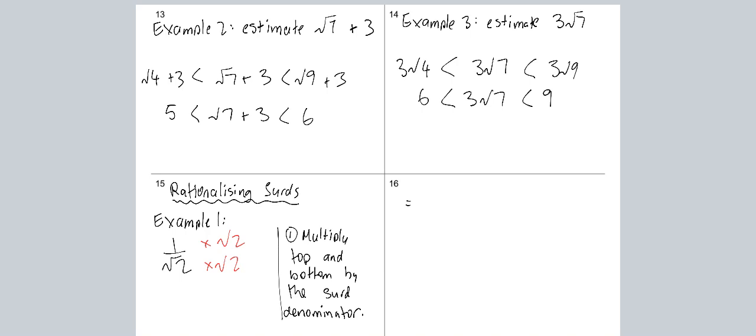So 1 times root 2 is root 2. What's root 2 times root 2? Yeah, that's right. Got a few people saying that. Well done. It is now rationalized. Done. So it's really only one step.